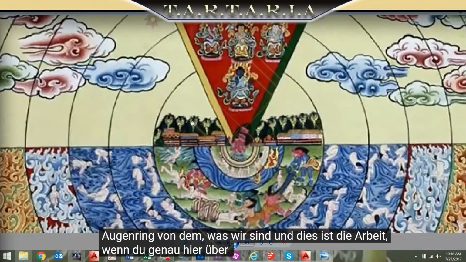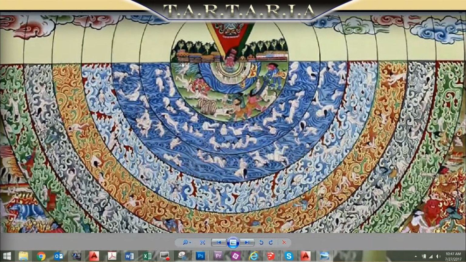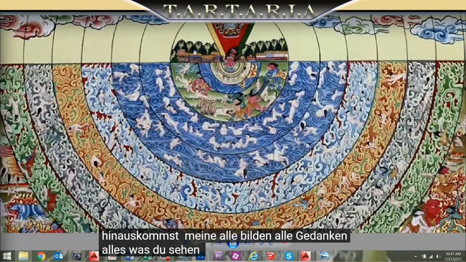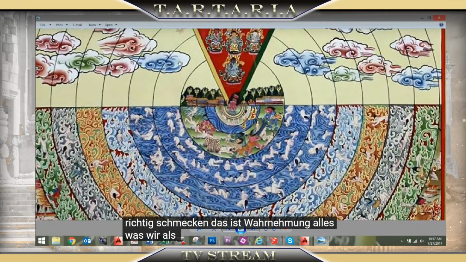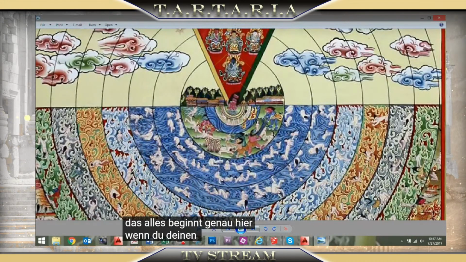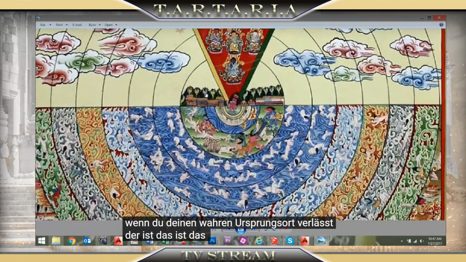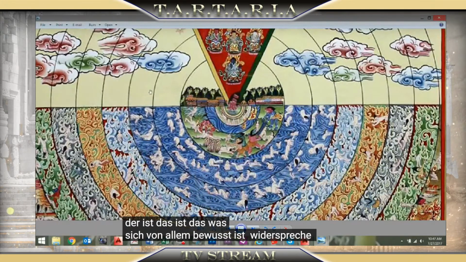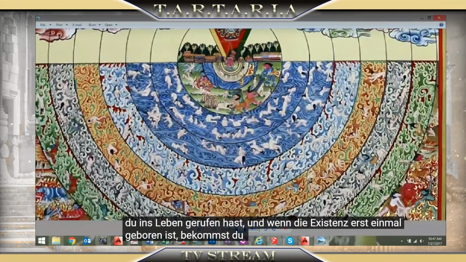Once you get beyond this point, right here, all creation starts right here. This is the beginning of creation. And when creation is, all form, all thought, everything that you can see, hear, smell, taste, which is perception, all what we call the objective physical world, all starts right here. When you leave your true place of origin, which is being, which is that which is aware of any object, any thought, you pop into existence. And once existence is born, you get all these layers.